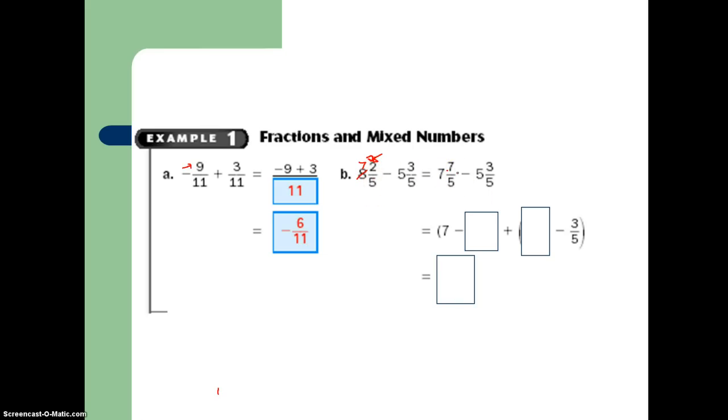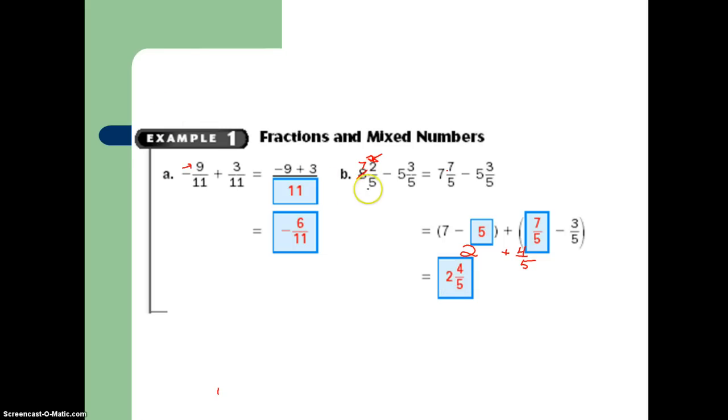Now you can subtract 7 minus 5, and now you can do the fractions separately and subtract them, and then add them together at the end. So you have 2 plus 7 minus 3 is 4/5, so you have 2 4/5 as your answer.